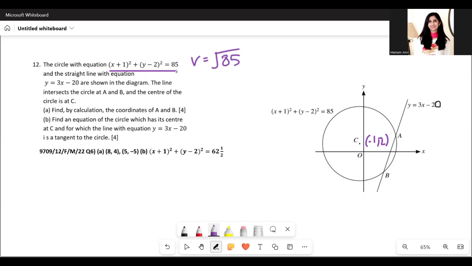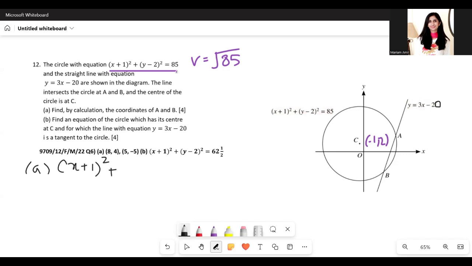Okay. And it says that y equals 3x minus 20 passes through the circle at points A and B. And in part A, we have to find the coordinates of A and B. So we simply have to solve these two equations simultaneously using the substitution method. So for part A, I'm going to directly start with the substitution method.